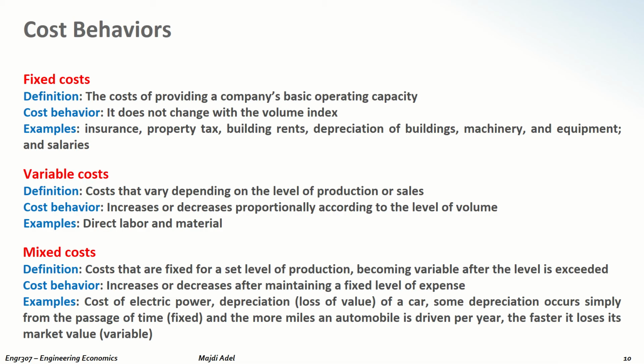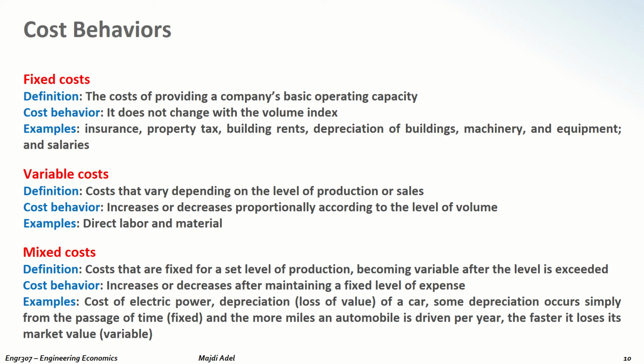The third type is mixed cost. Mixed cost has two components. One of them is fixed and doesn't change with the volume index, and the other part changes with the volume index. An example is the depreciation of a car. Depreciation is the loss of value of a car.